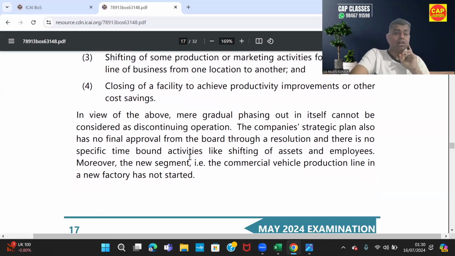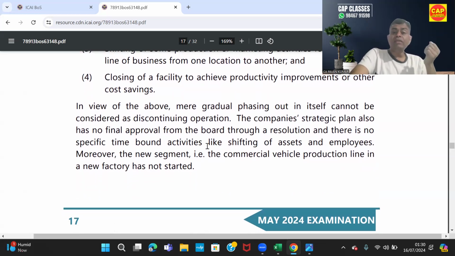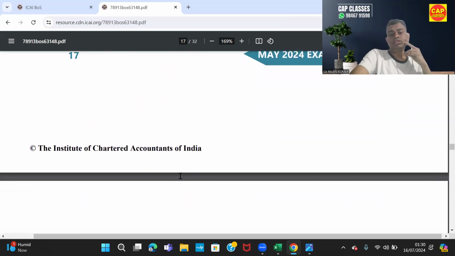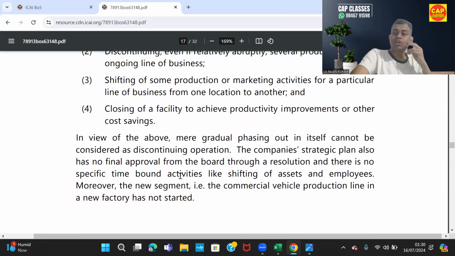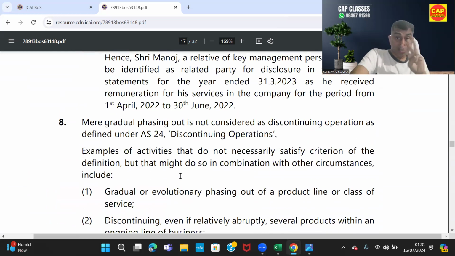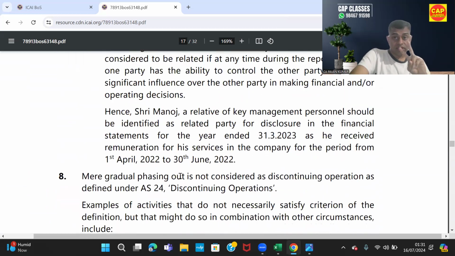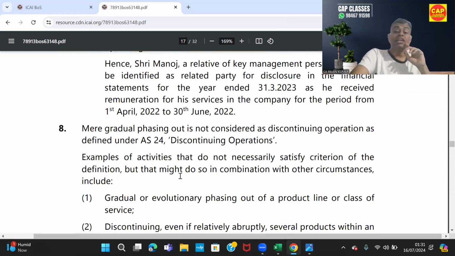The company's strategic plan also has no final approval from board through a resolution. There is no resolution, no specific time-bound activity. Moreover, a new segment, that is the commercial vehicle production line in a factory, has not yet started. New factory, you have not yet started. So that's all, ladies and gentlemen. You understand? Note all the 3 questions, 7A, 7B, 8. All these 3 are very important from exam point of view.